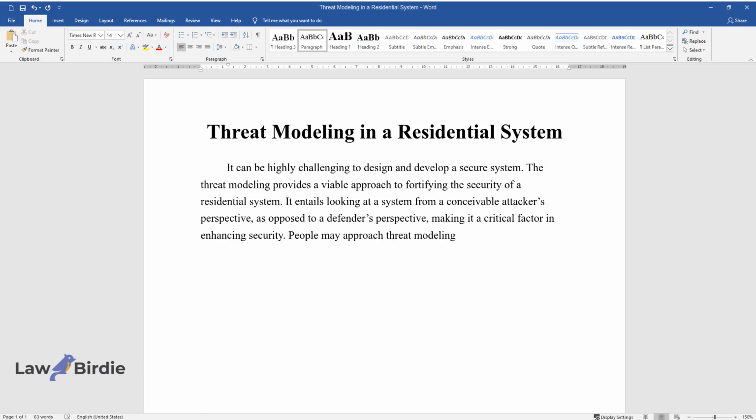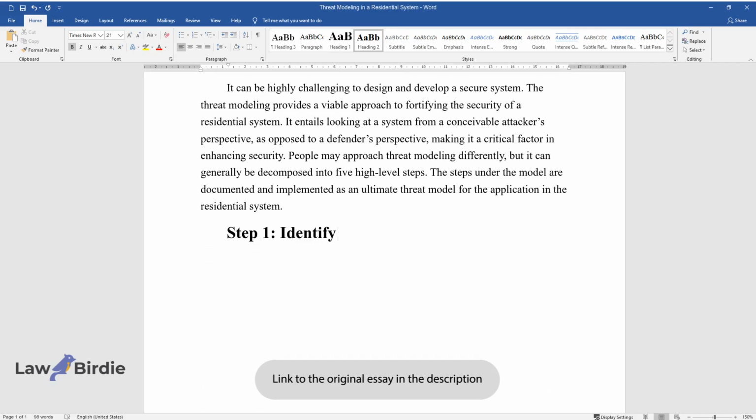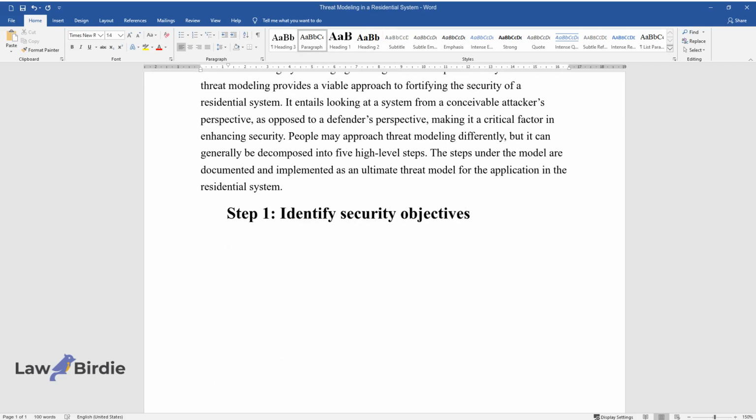People may approach threat modeling differently, but it can generally be decomposed into 5 high-level steps. The steps under the model are documented and implemented as an ultimate threat model for the application in the residential system. Step 1. Identify security objectives.